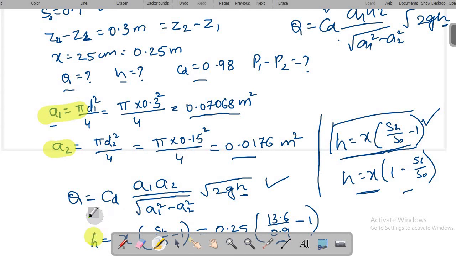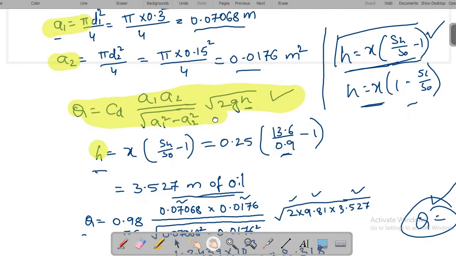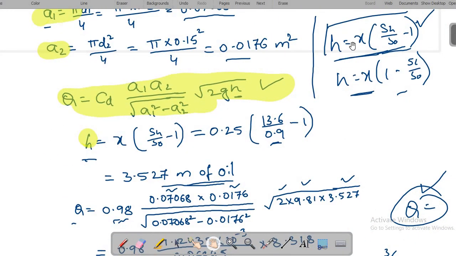This is required because the discharge equation is Q is equal to CD into A1 into A2 divided by root of A1 square minus A2 square, into root 2gH. We need the H value, and I don't know it, right? To calculate H, I have two formulas, depending on whether the manometric liquid is heavier or lighter. In this case, it is a heavier liquid in the manometer.